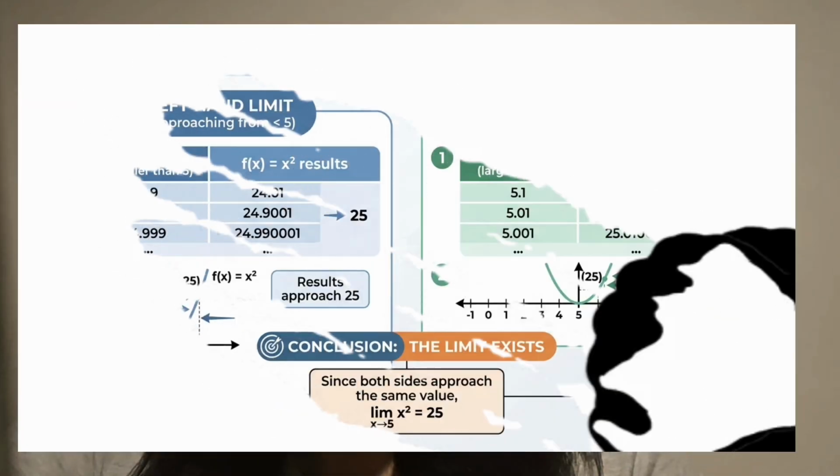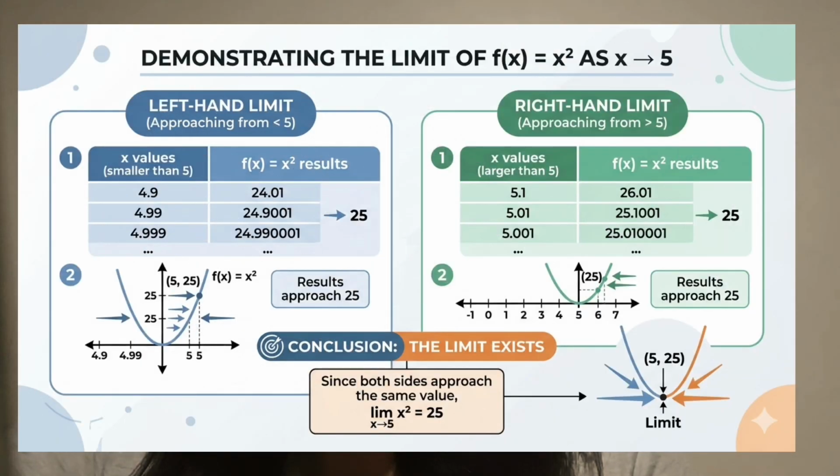Right-hand limit: we use values slightly larger than 5, like 5.1, 5.01, and 5.001. Putting them together, we get results that get closer and closer to 25. Left-hand limit: we use values slightly smaller than 5, like 4.9, 4.99, and 4.999. Putting them together, the results also approach 25. Since both sides approach the same value, the limit exists and is equal to 25.